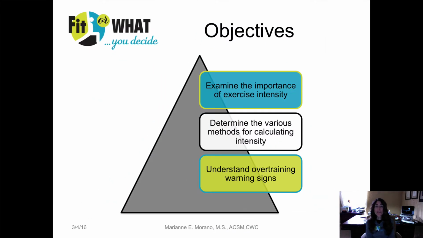Our objectives are to look at the importance of exercise intensity. Why should we consider including that in our exercise plan? And we're going to determine the various methods of calculating exercise intensity. And there's different ones for aerobic exercise, and there are different ones for resistance training. And we're also going to look at some of the warning signs or signals that you're overtraining. Because remember, overtraining can lead to injury. So it's very important that we train at the appropriate intensity.